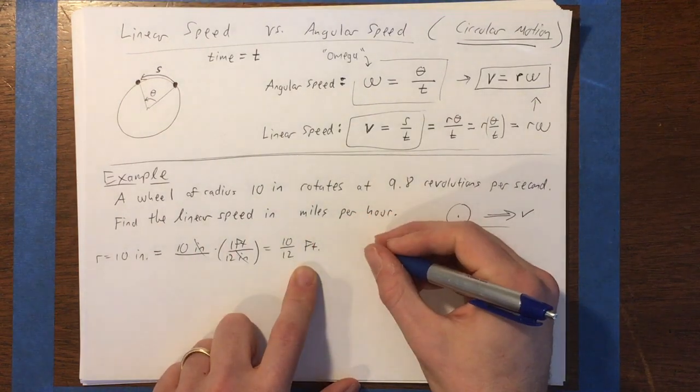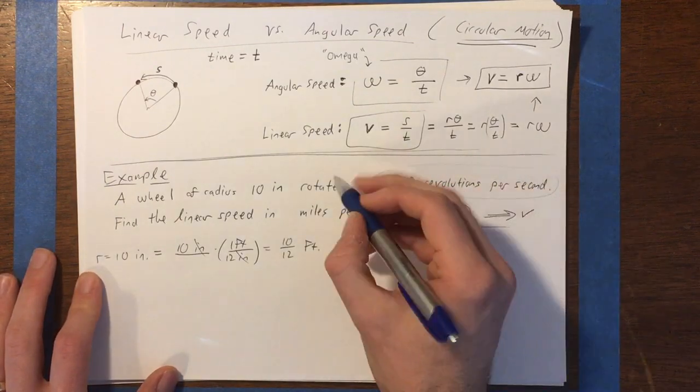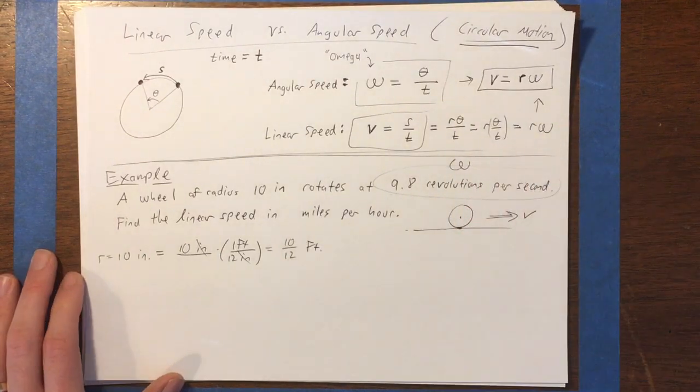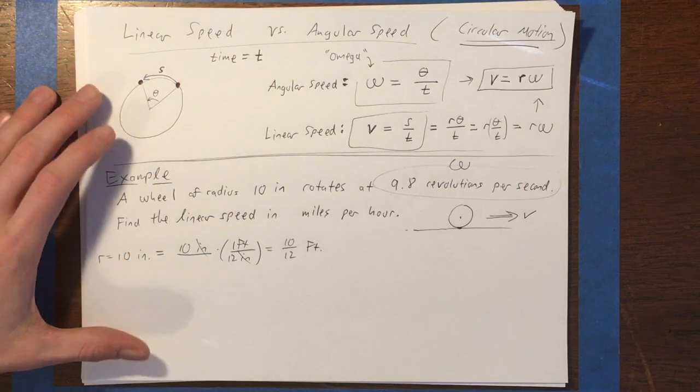Now the other piece of information, this 9.8 revolutions per second, this is omega. This is a measurement of angular speed, right? How fast is the thing going around? How fast is the angle changing? How fast is the wheel rotating? Right? That's an angular speed.